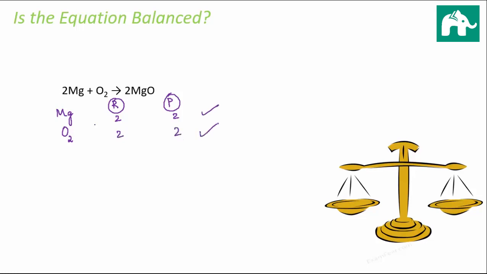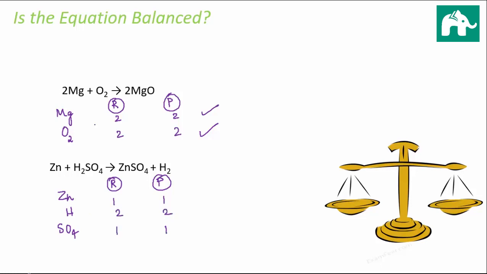So that means both these elements are balanced and therefore the overall equation is balanced. Let's take another example. Zinc plus H2SO4 gives ZnSO4 plus H2. So in this case, what are the elements which are involved? Zinc, hydrogen and sulfate. If you talk about the reactant and product side, we see that zinc is 1 on both sides, hydrogen is 2 on both sides and sulfate is 1 on both sides.